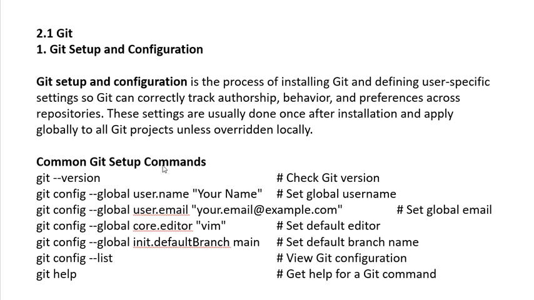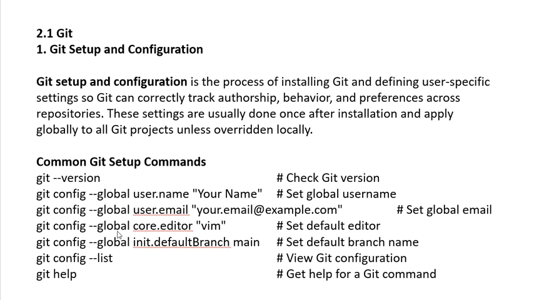The common Git setup commands are: git --version checks the Git version. git config --global user.name "your name" sets the global username. git config --global user.email "your.email@example.com" sets the global email.